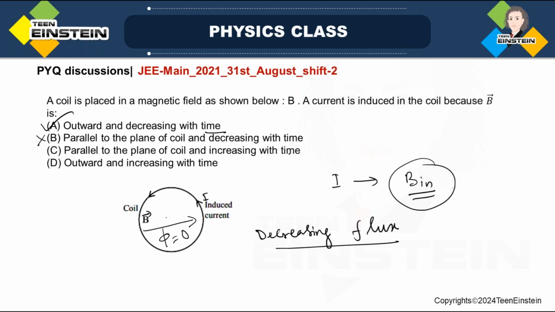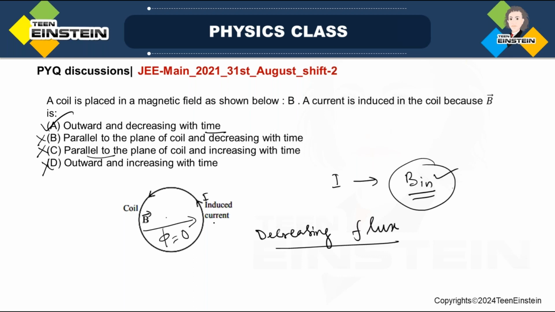Parallel to the plane of the coil, increasing: whenever there is a parallel direction, there is no point of having flux. So that has to be perpendicular, perpendicular to the plane of the loop. And outward and increasing, if it is increasing, then the induced magnetic field should have been in the opposite direction. So this is also not true.